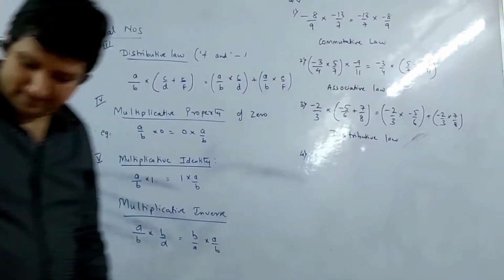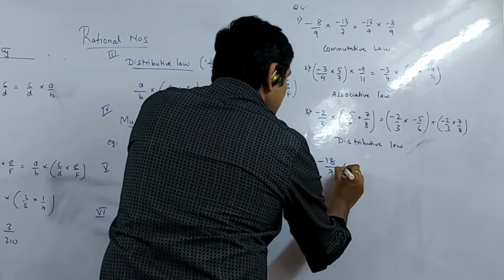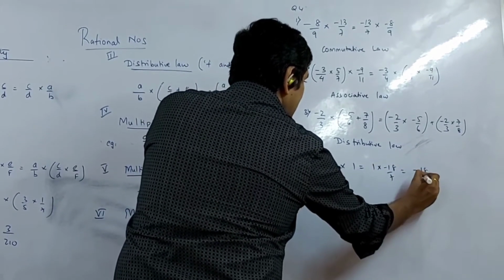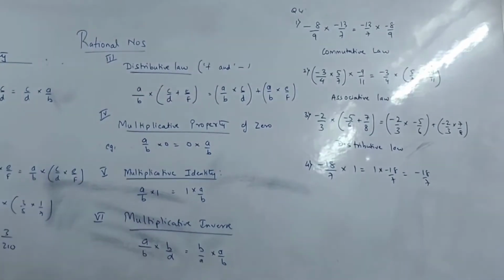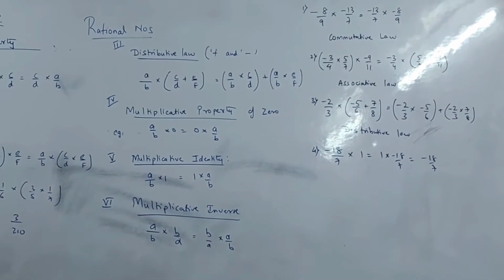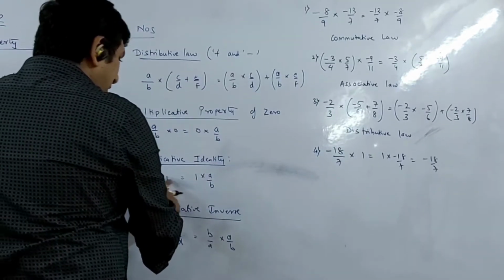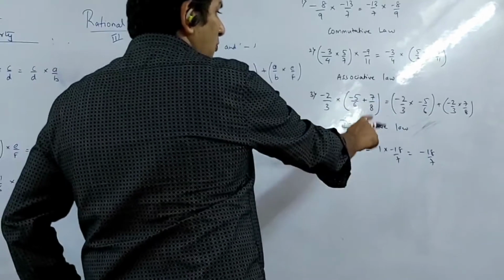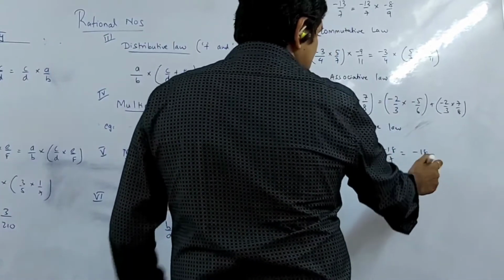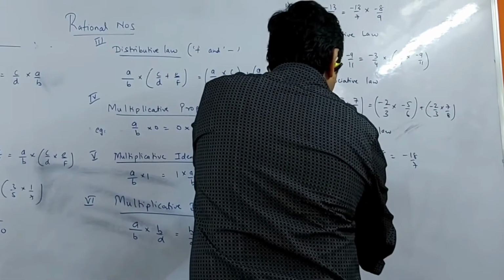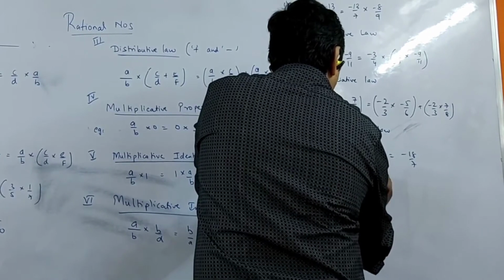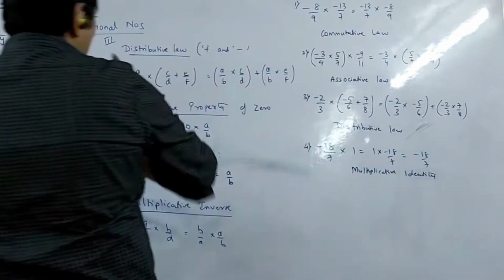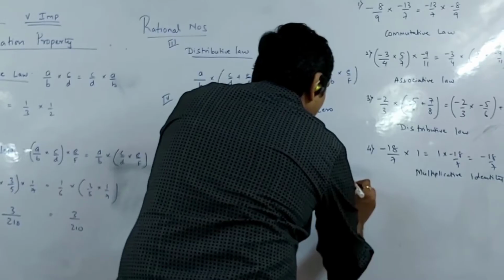Fourth is 1 into minus 18 upon 7 is minus 18 upon 7. So anything multiplied by 1 is said to what? Your multiplicative identity, which I have told you, number itself. So here also a upon b into 1, 1 into a upon b is nothing but a upon b. So here also minus 18 upon 7 into 1, 1 into minus 18 upon 7 is nothing but minus 18 upon 7. This is called your multiplicative identity. Mark it, very important. This particular part is very, very important part. Please, students.